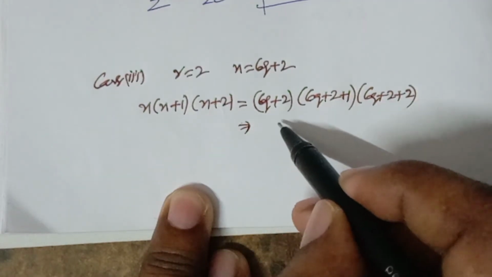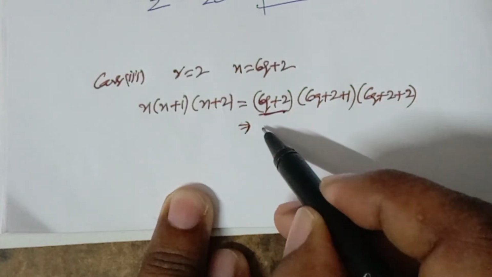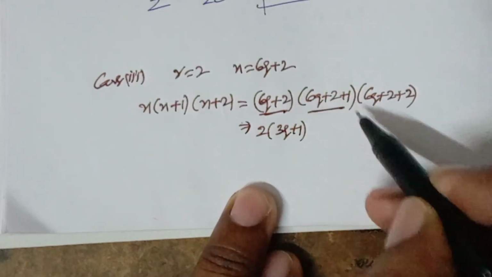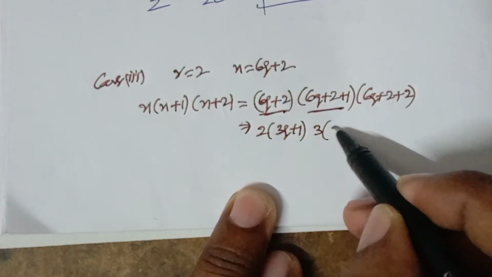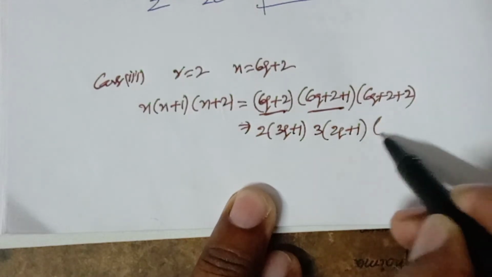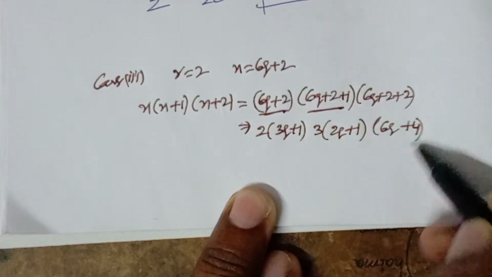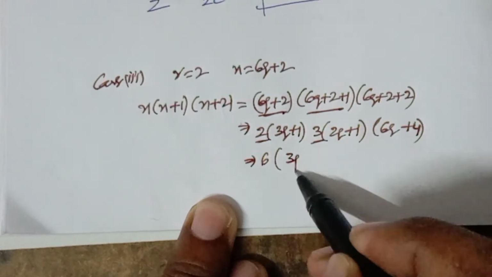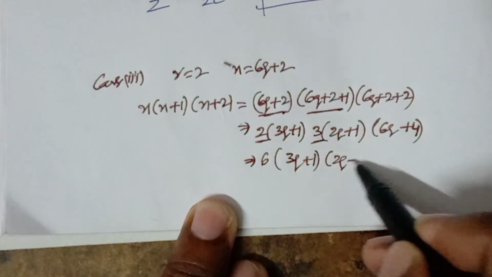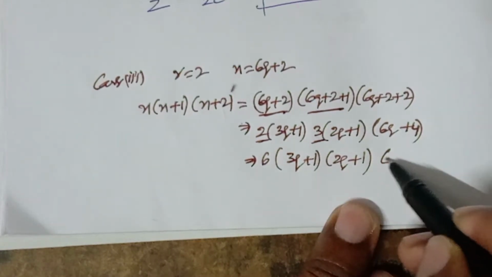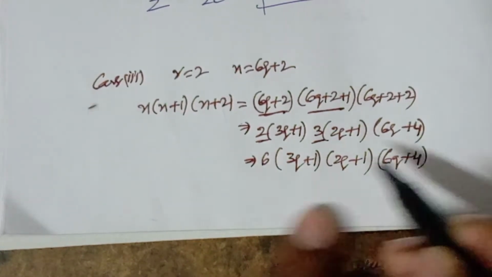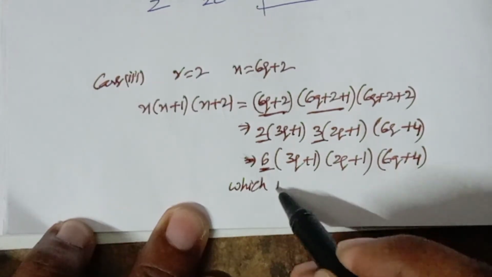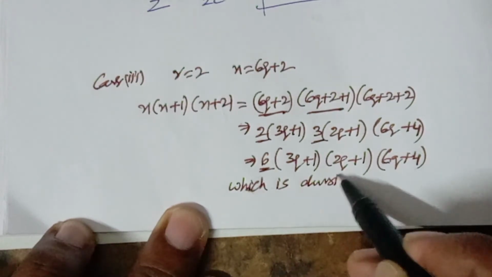So the product, what will we get here? From this you can take 2 common, 3q plus 1. From this you can take 3 common, 2q plus 1. Here 6q plus 4. So here 3 into 2, you will get 6, (3q plus 1), (2q plus 1), (6q plus 4). So here 6 is common, which is divisible by 6.